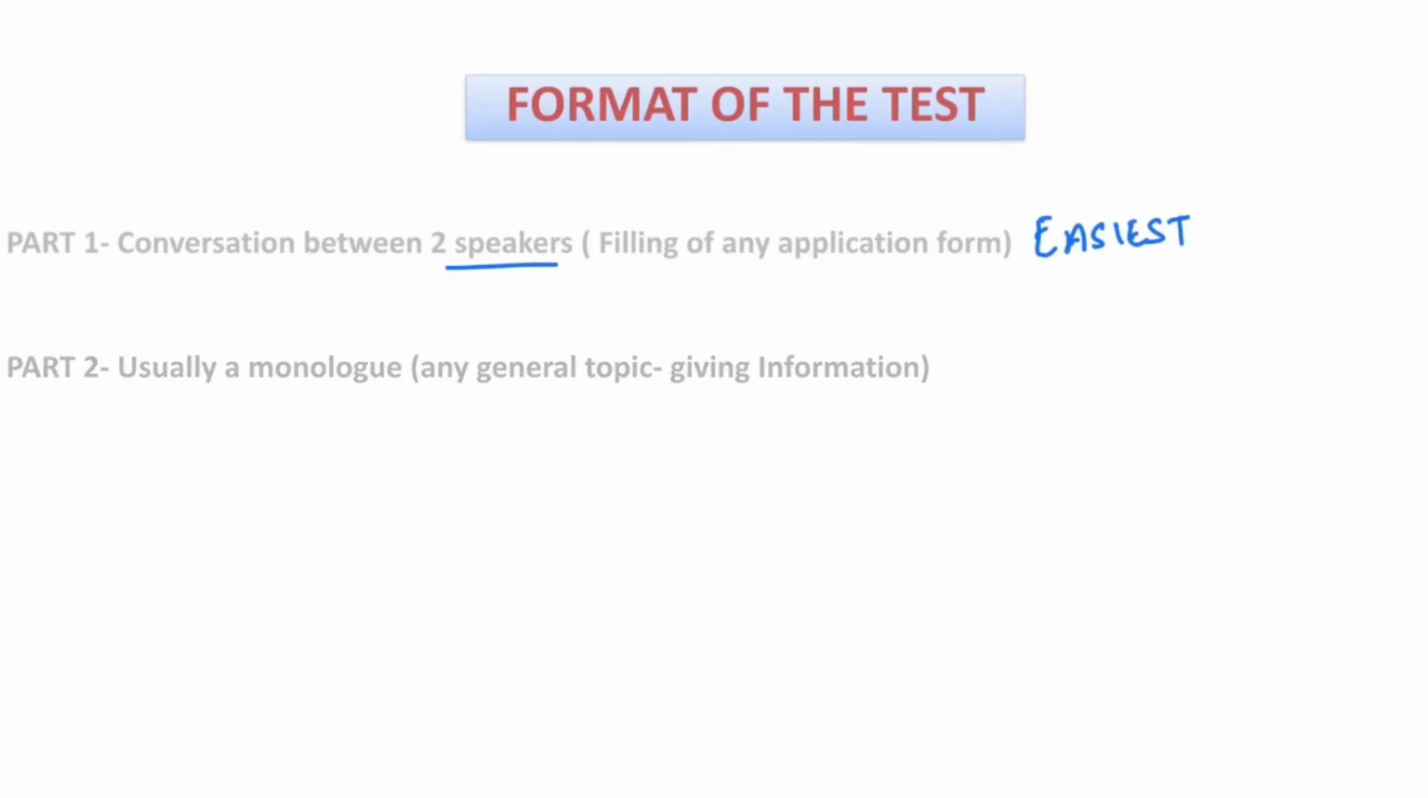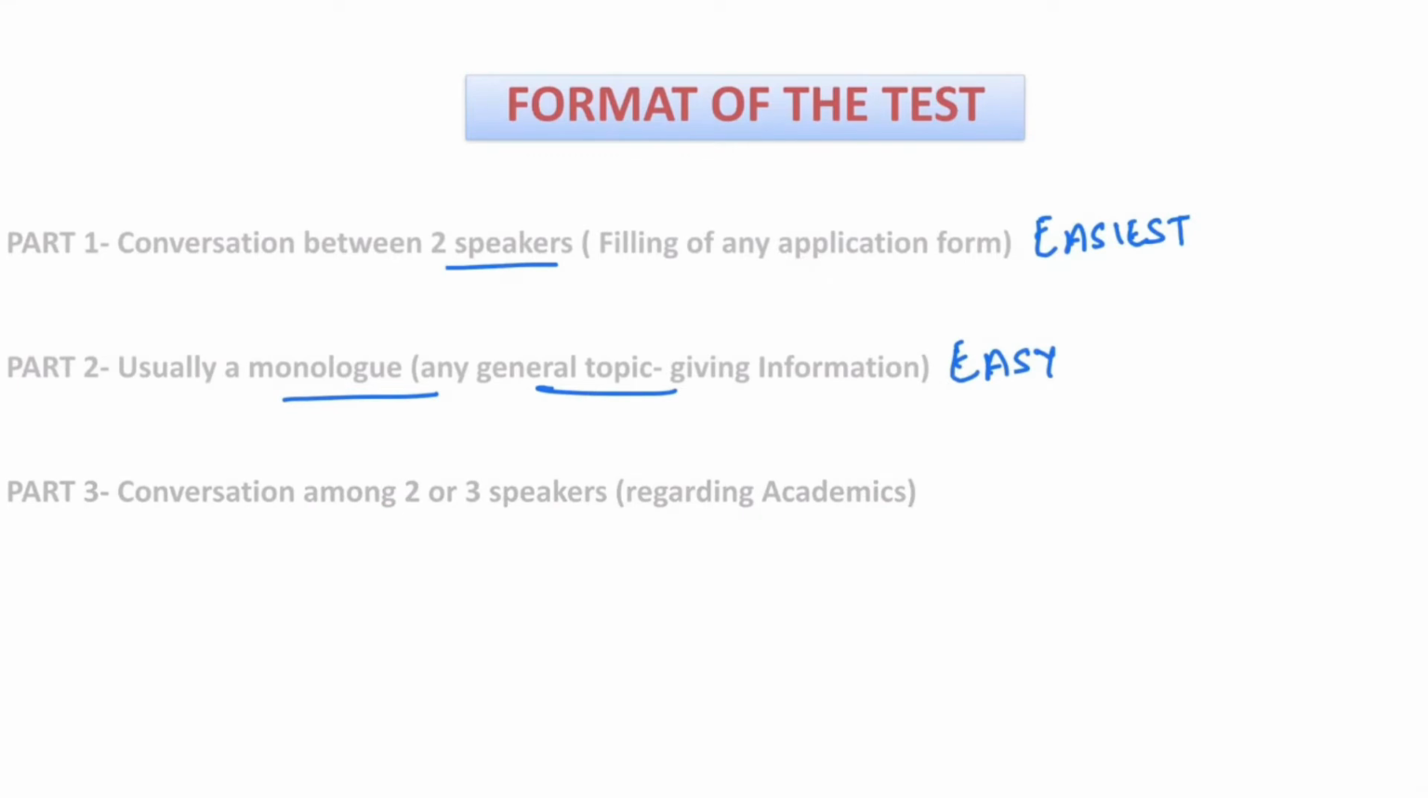Then in part 2, you will listen to a speech given by one speaker, which is also called a monologue. The speaker will provide you some informative details based on a general topic, like a topic from a news article, a journal from a magazine, and so on. The second part of the listening test is also easy and is also considered to be high scoring.